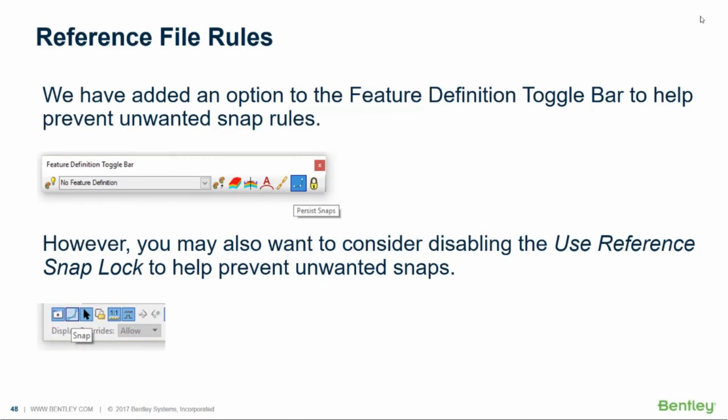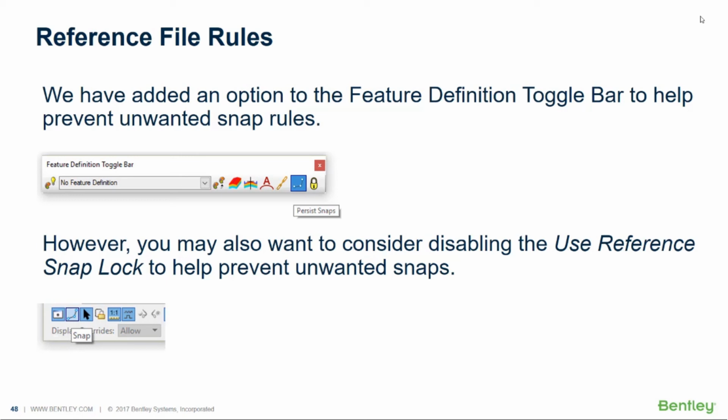So a couple things we've added in OpenRoads Designer Update 2. We added an option to the feature definition toggle bar to help prevent unwanted snap rules. So you'll see there's a new thing called persist snaps. So if that's on and you do a snap, you're saying I want to create a rule. If that's off, you're saying I don't want a rule.